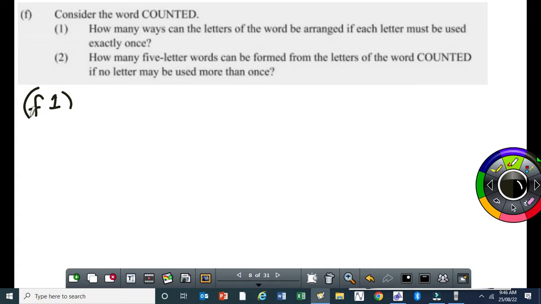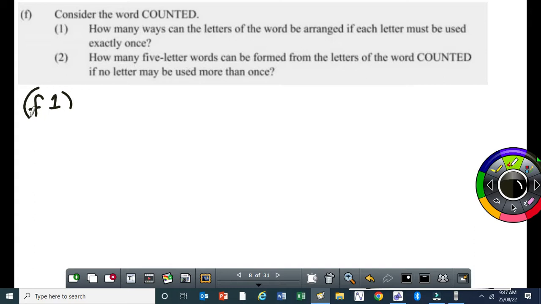If you want to manage to answer the last question of your paper 1, pay attention. Otherwise, you'll come out of a paper 1 trial and say, I didn't manage to answer the last question because you didn't know what to do. The question says, consider the word COUNTED. How many letters are there? 7. The first question says, how many ways can the letters of the word be arranged if each letter must be used exactly once?